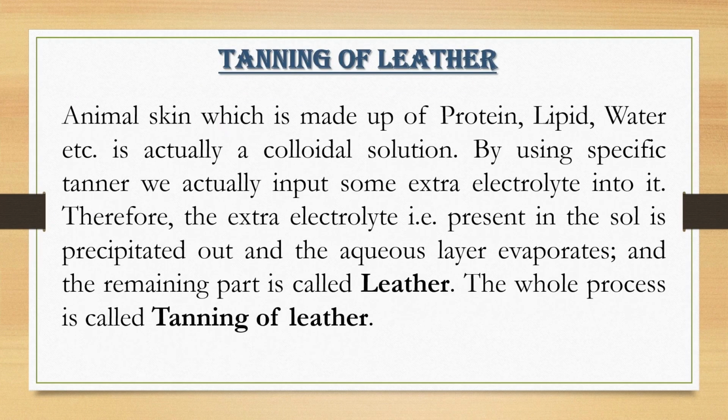Animal skin, which is made up of protein, lipid, water, etc., is actually a colloidal solution. By using a specific tanner, we input some extra electrolyte into it. Therefore, the extra electrolyte present in the sol is precipitated out and the aqueous layer evaporates, and the remaining part is called leather. The whole process is called tanning of leather.